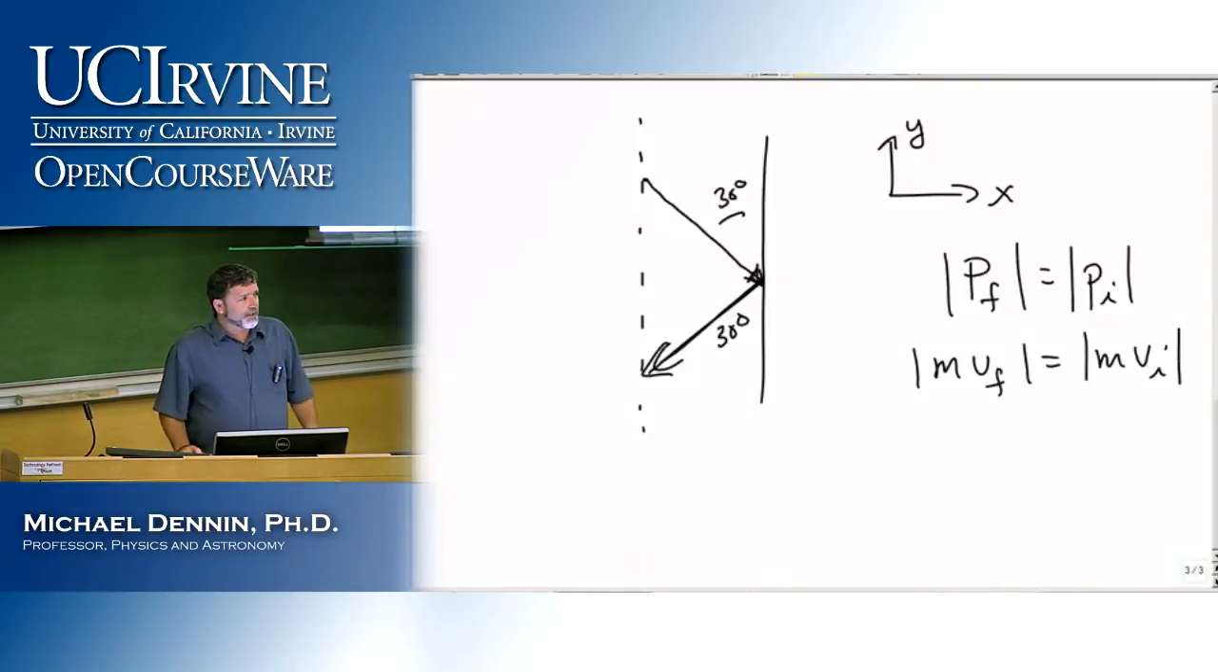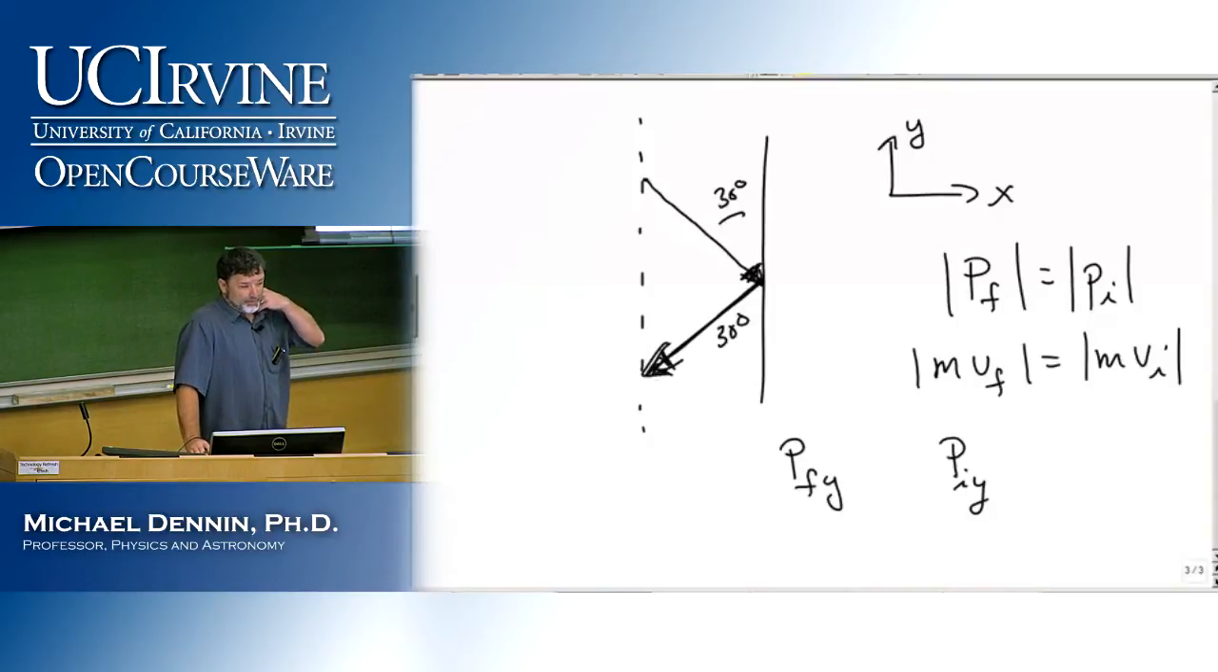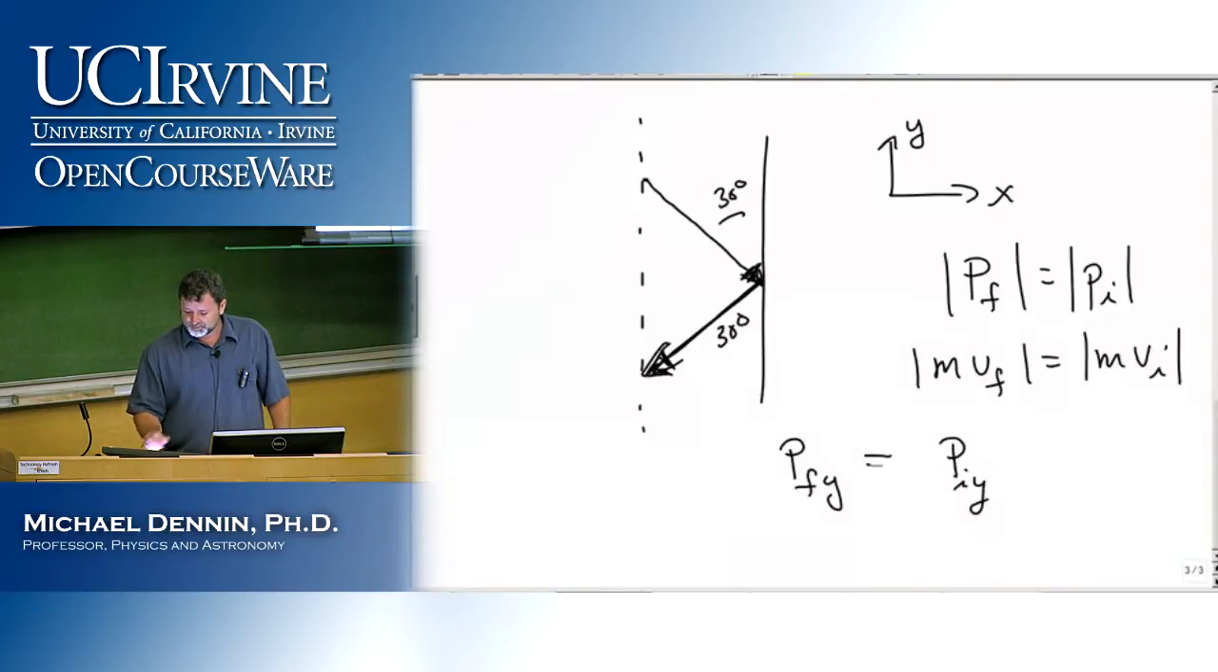There's an isometric thing, and so what's true about p final y and its relation to p initial y? In the y direction, they're opposite? One's going down and one's going up? Look at it closely. In the y direction, they're both going down. Okay, so these two are equal.